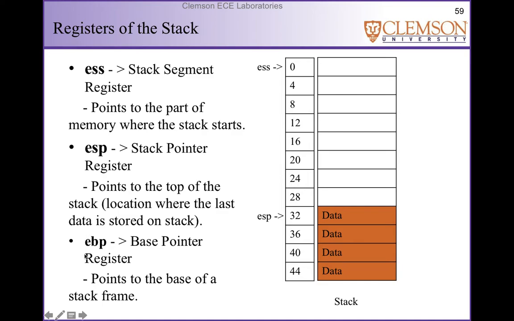The EBP pointer is the base pointer register. It points to a base stack frame. What that means is that it's a reference point for your stack. This stack, we only have technically 44 bits allocated here, but your RAM can get up to gigabytes of memory. That's a ton of space.